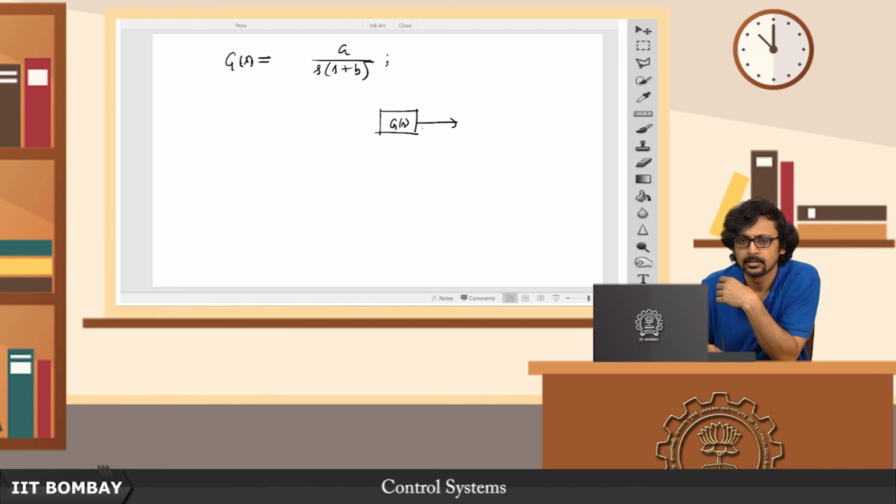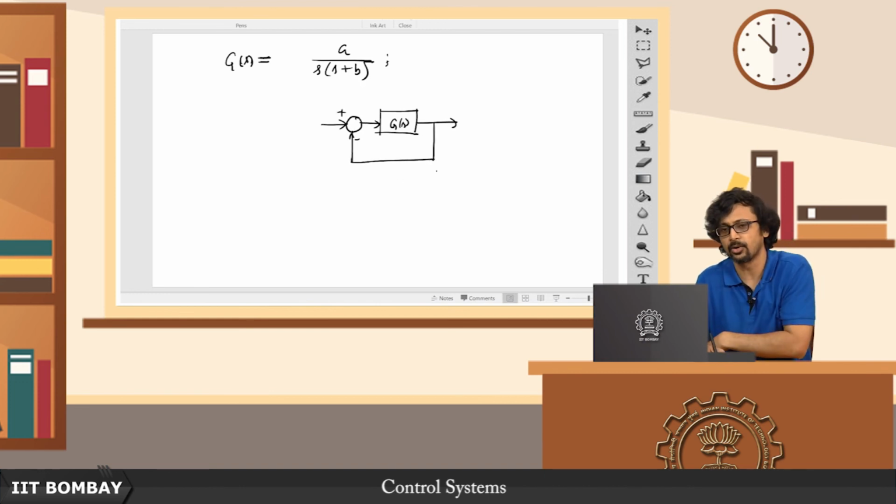and then we close a loop around it. There are several reasons why we go for feedback, why we go for a closed loop configuration, as we have discussed in the very first lecture if you recall. So let us say this is R(s) and this is Y(s).